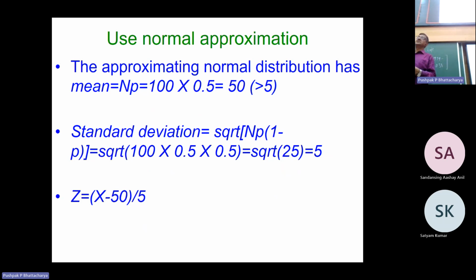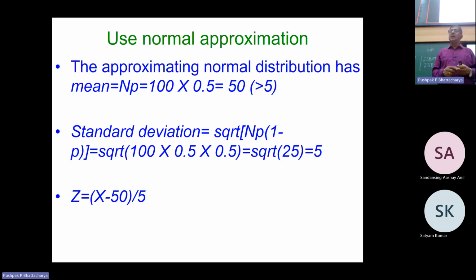the standard deviation is also needed for the normal distribution. So which is square root of n into p into 1 minus p. So this is from some results in probability. So this is equal to square root of 100 into 0.5 into 0.5, which is square root of 25, comes out to be 5. So the binomial distribution, which is operating under the coin clause, is now approximated by a normal distribution whose mean is 50 and the standard deviation is 5.